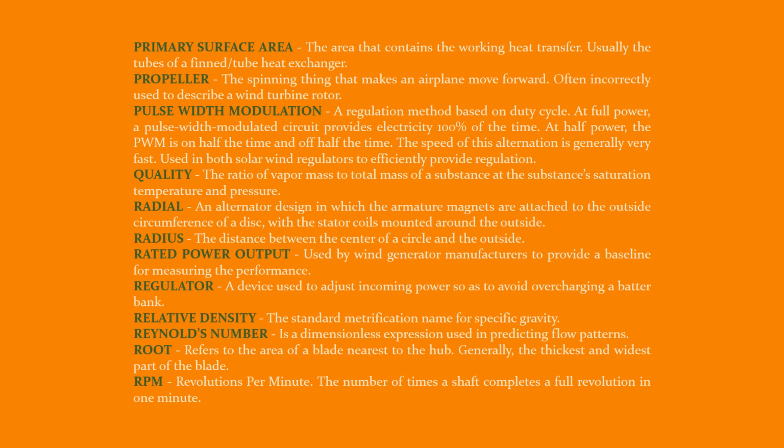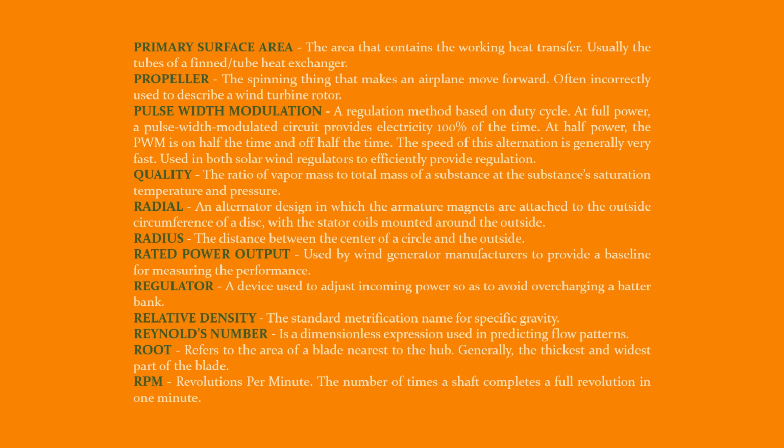Pulse width modulation. A regulation method based on duty cycle. At full power, a pulse width modulated circuit provides electricity 100% of the time. At half power, the PWM is on half the time and off half the time. The speed of this alternation is generally very fast. Used in both solar and wind regulators to efficiently provide regulation.